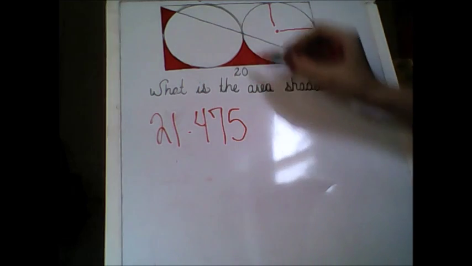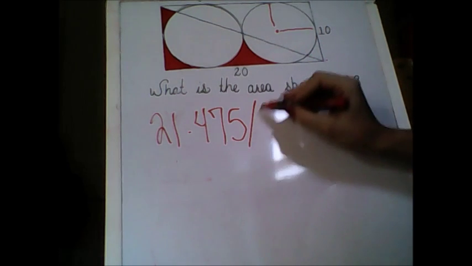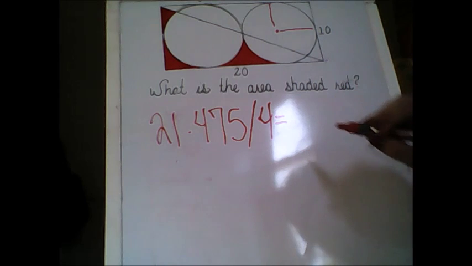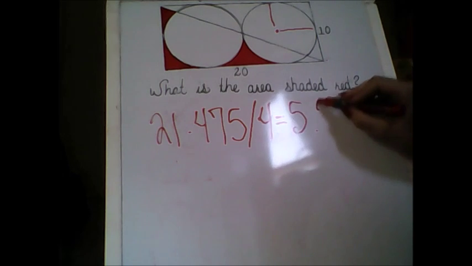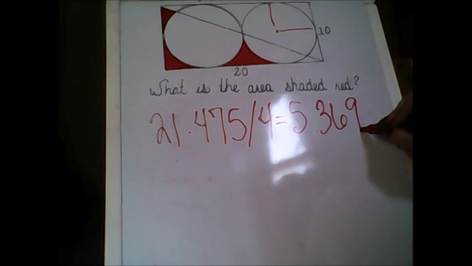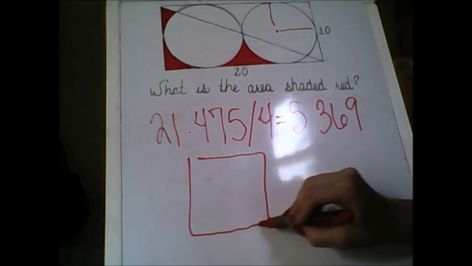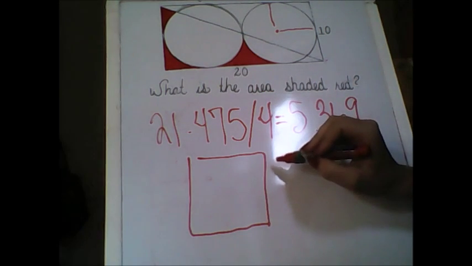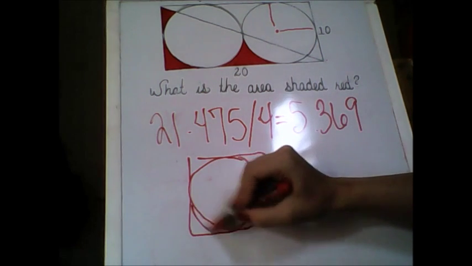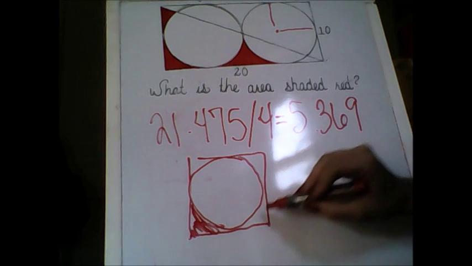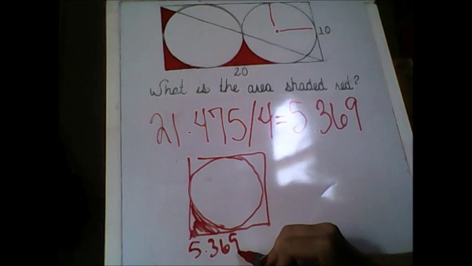Okay, so we know the total area, which is 21.475, and since there's 4 corners in every square and they're all the same, we know that we can divide by 4 and we can get the area of one corner. All right, and so that would end up coming out to 5.369. All right, so if we take a look now, that means that if we look at it in a square point of view, we know one full corner is 5.369.